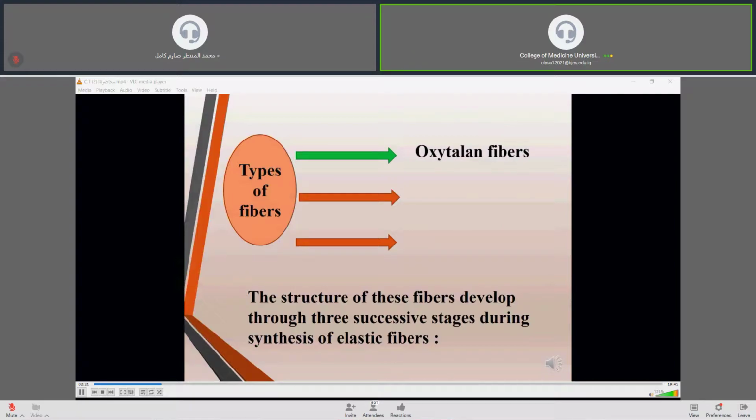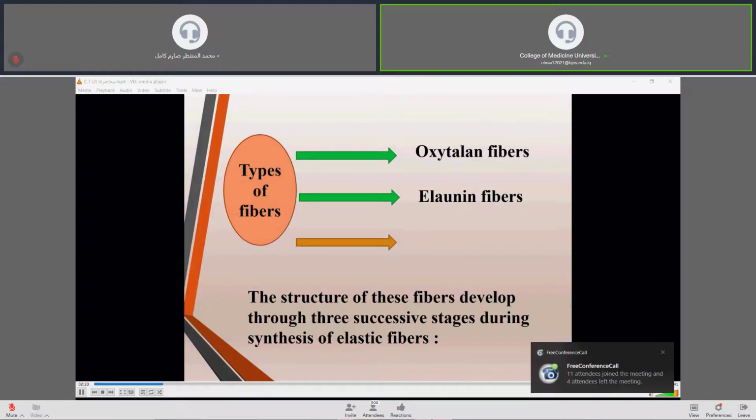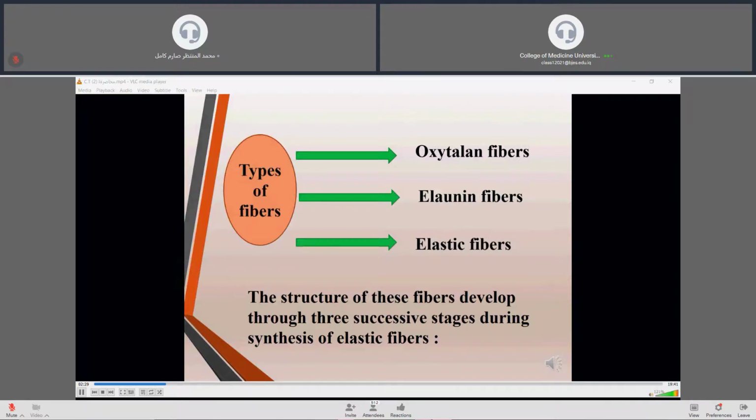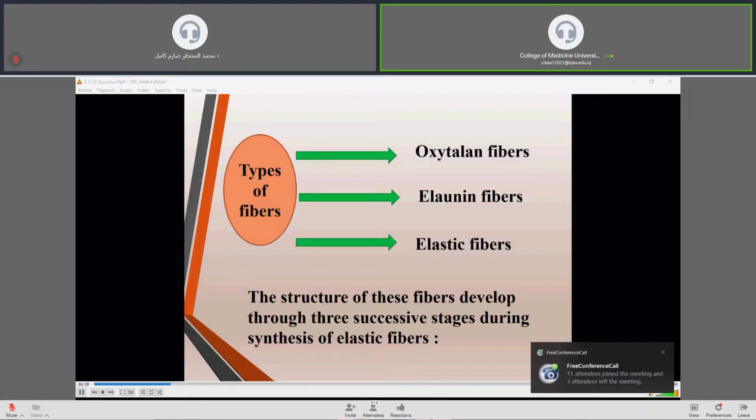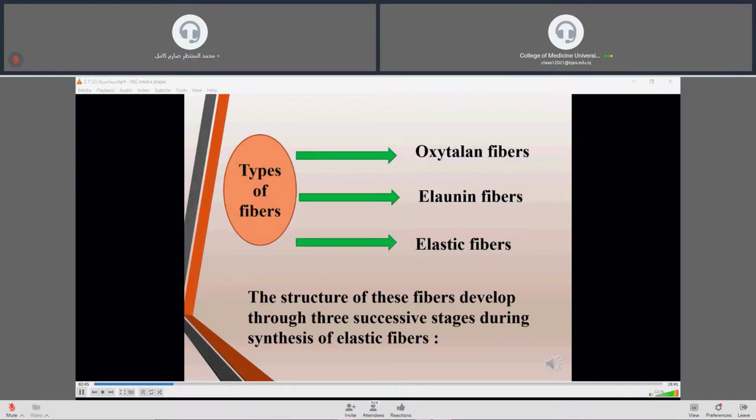There are three types of elastic fibers. These include oxytalan fibers, elaunin fibers, and elastic fibers. The structure of these fibers develops through three successive stages during synthesis of elastic fibers. So these three types are types of elastic fibers, and at the same time they are stages in the formation of elastic fibers.